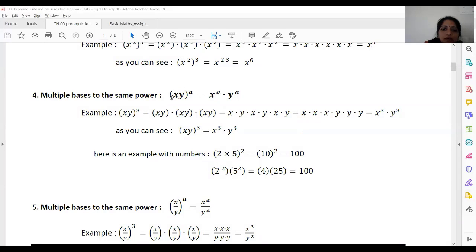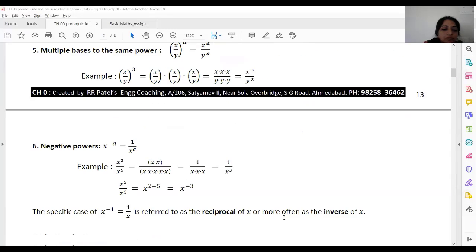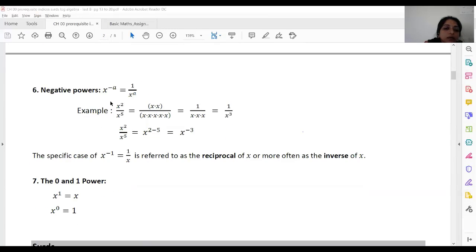Now the next rule is multiple bases to the same power for the division. This is for the multiplication, and this is for the division. So the same rule applies here. (x upon y) raised to 3 means x raised to 3 upon y raised to 3. Right?